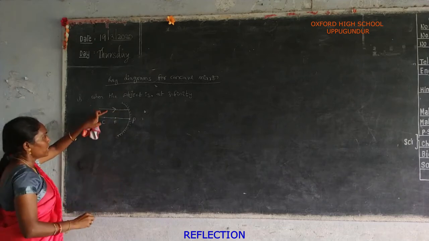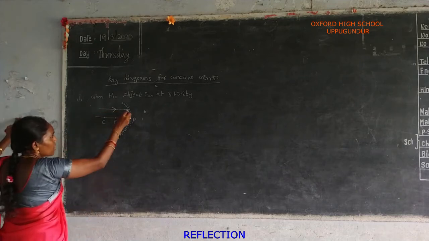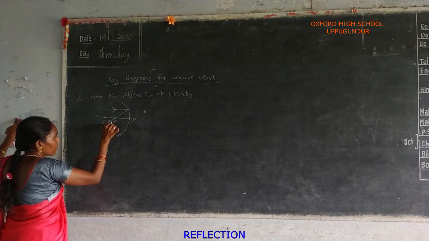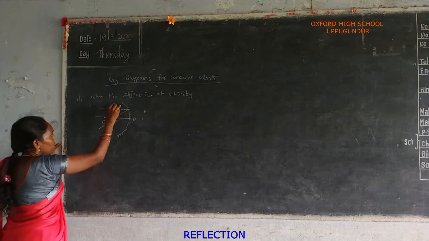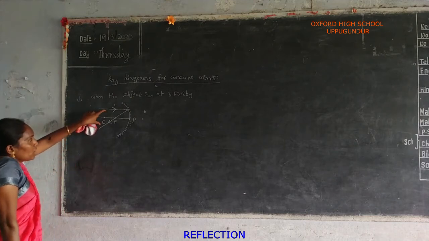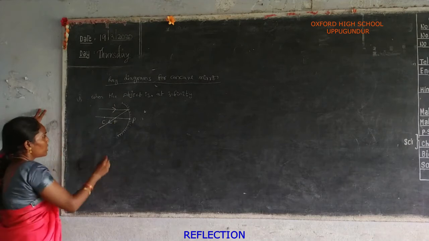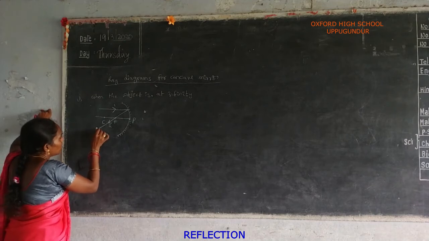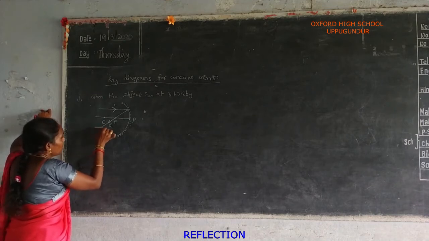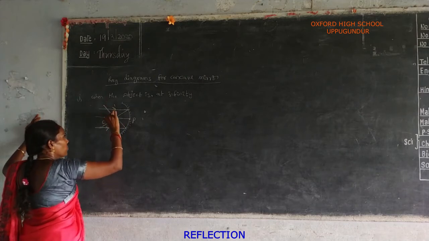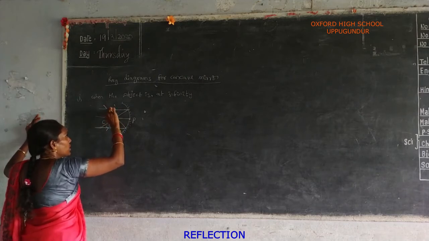The incident ray is incident on the concave surface. After reflection, it will pass through the focus. This is called the reflected ray. For easy identification, the incident ray is represented by 1 and the reflected ray is represented by 2. And this is the second ray. Any light ray parallel to the principal axis, incident on the concave surface, after reflection will pass through the focus. This is also a reflected ray.